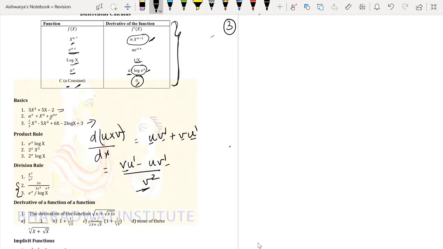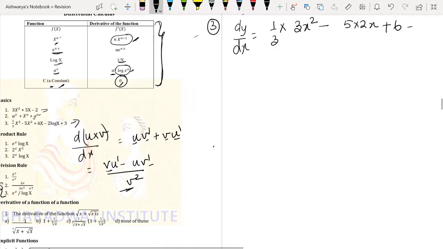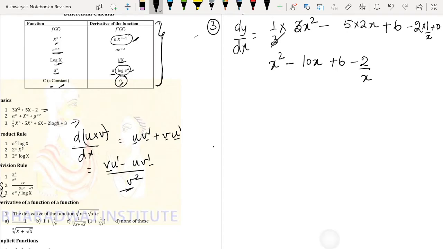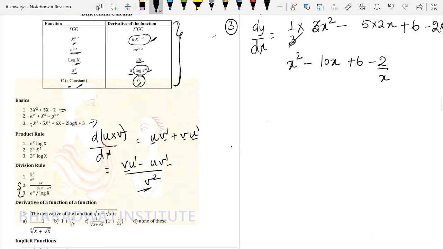So the third question is 1 by 3 x cube. The differentiation of this, dy by dx, will be 1 by 3 into 3x square minus 5 into 2x plus 6, differentiation of 6x will be only 6, minus 2 into log x, differentiation is 1 upon x, and differentiation of 3 is 0. So cancel these two things, it will become x square minus 10x plus 6 minus 2 by x. Okay, so this will be your final result for this.